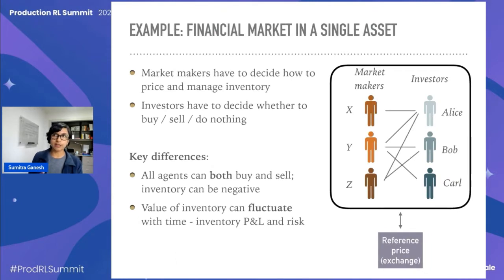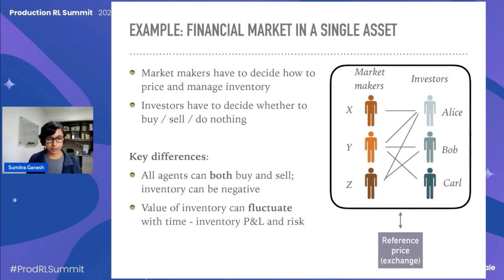Now I'm going to take this simple printer paper market and extend that into a financial market in a single asset. So let's say it's IBM stock. This market consists of two types of players. There are market makers and investors, similar to the shops and customers in our previous example. Market makers have to decide at what prices they're willing to buy and sell stock, and they have to manage their inventory. Investors have to decide whether to buy, sell, or do nothing.